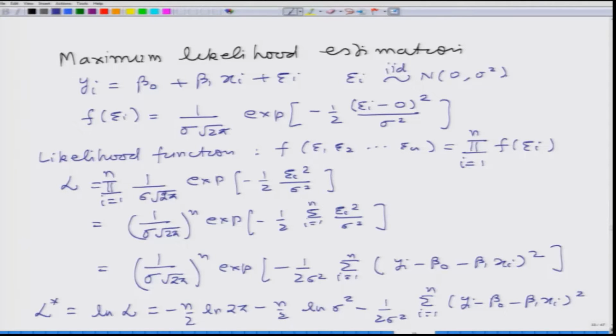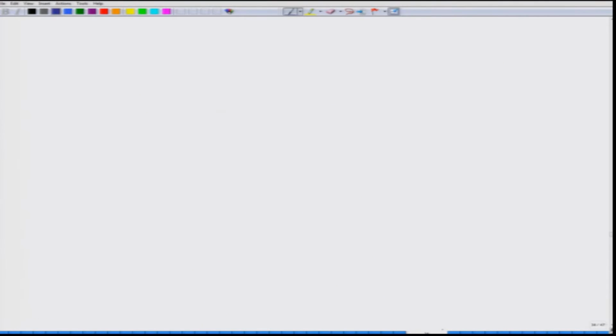Now you can see that this L star, which is the log likelihood, is a function of the parameters beta 0, beta 1 and sigma square. So, I try to obtain the values of beta 0, beta 1 and sigma square such that the log likelihood is maximum. I use the principle of maxima and minima, for which I find the normal equations like this.